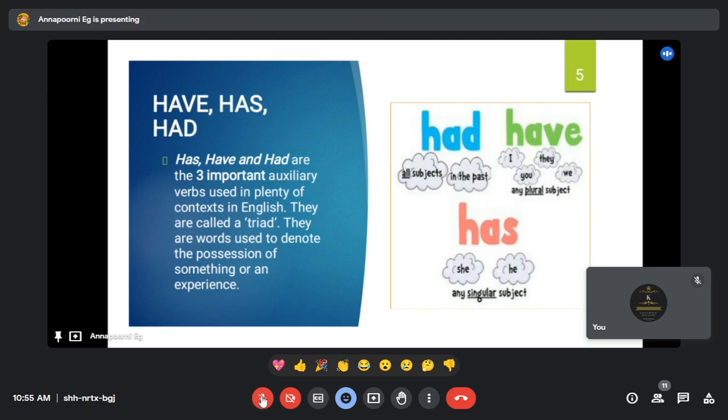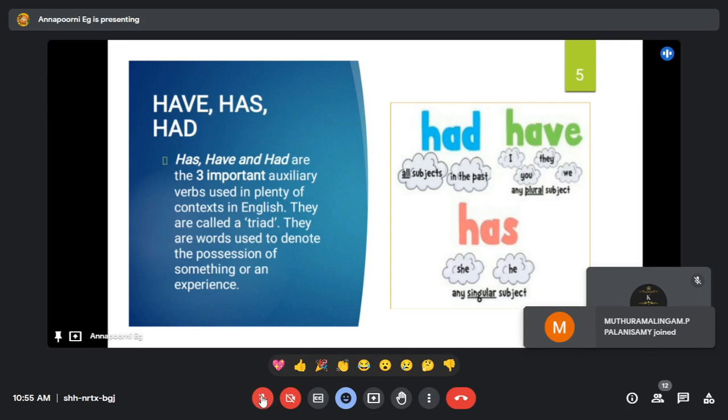For that only I am explaining all these examples. Tri means three, so triad means a set of three. So coming back, has, have and had are called a triad. They are words used to denote the possession of something or an experience.